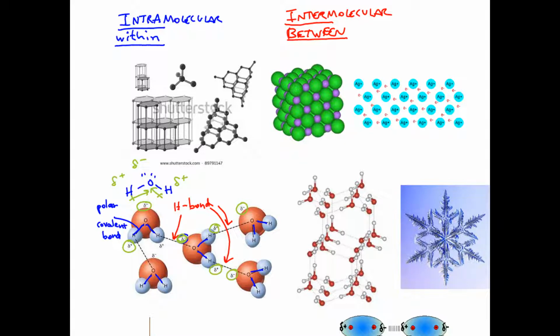So even though I'm calling this a weak bond, which it is, all these intermolecular forces are weak. H bonding is the strongest of the weak ones, which includes also dipole dipole and London dispersion. So H bond is the strongest of the weak intermolecular forces.